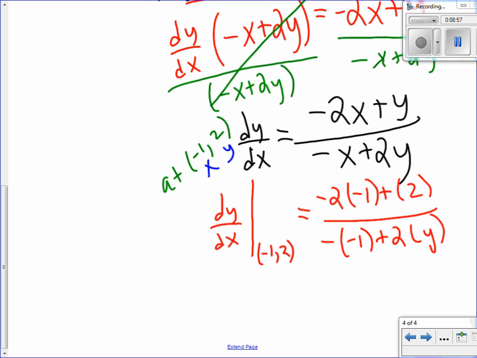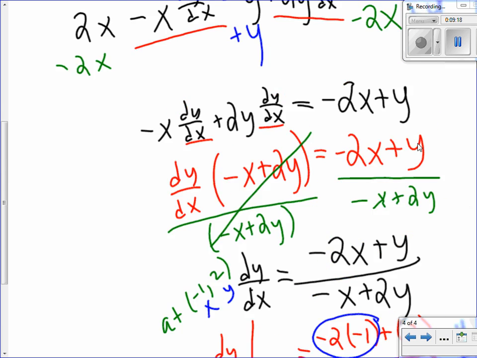And then I'm just simplifying here, doing this arithmetic. So this is 2 plus 2 is 4. This is 1 plus, sorry, this y value here should be 2. 1 plus 4, so it's 5. So the derivative is 4/5.